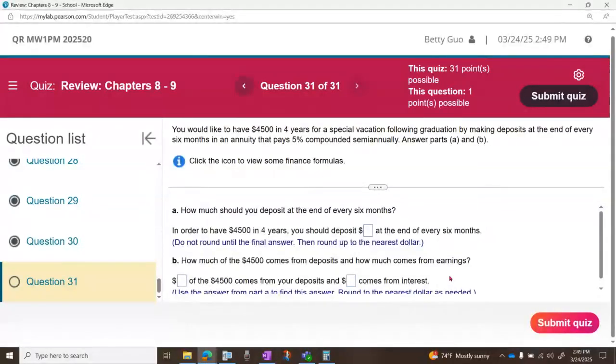Okay, we're going to use the TI-84 calculator's TVM solver. Let's remember the key information. Financial goal is set at 4,500. Time is set at 4 years. Rate is set. You found an account that pays 5%, compounded semi-annually. Okay? We can go back later to check.